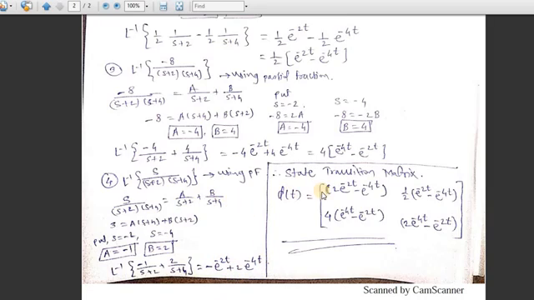So if I put everything in the formula, phi of t is going to be like this. The first element is 2e^(-2t) minus e^(-4t). The second element is 1/2 times (e^(-2t) minus e^(-4t)). The third element is 4 times (e^(-4t) minus e^(-2t)). And the last element is 2 times (e^(-4t) minus e^(-2t)). So hence this is the way to find the state transition matrix for the given system.